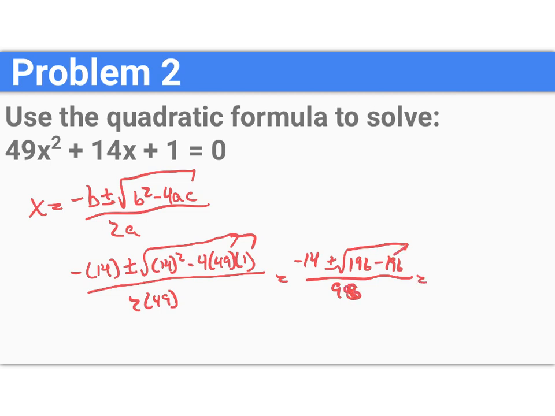And you get 0 here. Square root of 0 is 0. Negative 14 over 98. Is 14 going into 98 evenly? Let's see. Yes, it does. Oh, 7. Negative 1/7 is your answer. You get 1 root, which means that this quadratic function's vertex sits on the x-axis, and that's your only intercept.